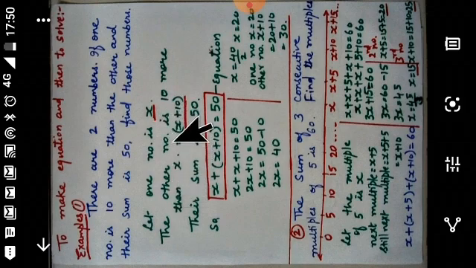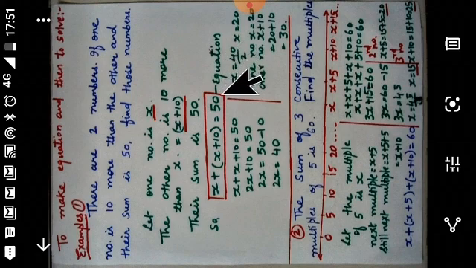The other number is 10 more than x. It is given 10 more than, so the other number is 10 more than x, which is x plus 10. Now their sum is 50 is given. Sum means total. Total is 50. So one number is x, the other number is x plus 10. So their sum, that is plus, equals 50. x plus x plus 10 equals 50. This is the main equation.